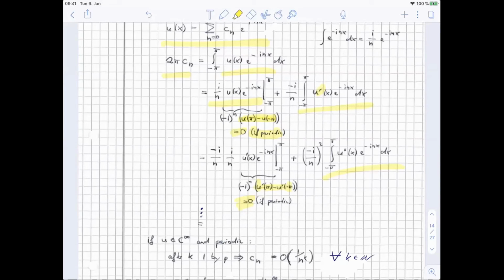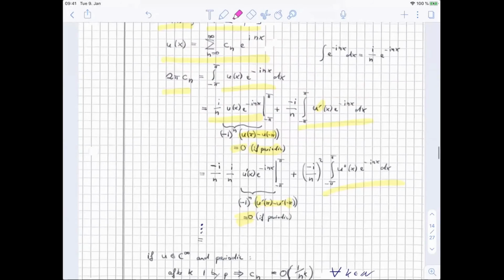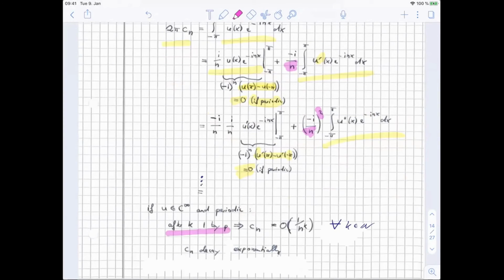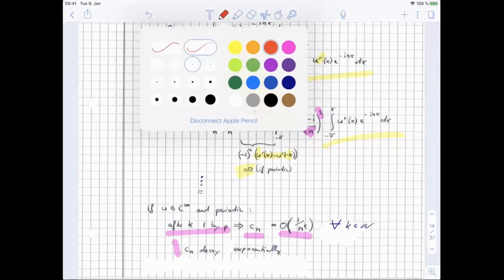The important thing to note here is the coefficients of what's left over. 1 over n, 1 over n squared, and with each more integration by parts, one is picking up yet higher orders of 1 over n. So, after k integrations by parts, we will have that the Cn coefficient as a function of n will be decaying like 1 over n to the k, at least. And this is valid for all k, and that means that the Cn decay exponentially in n.